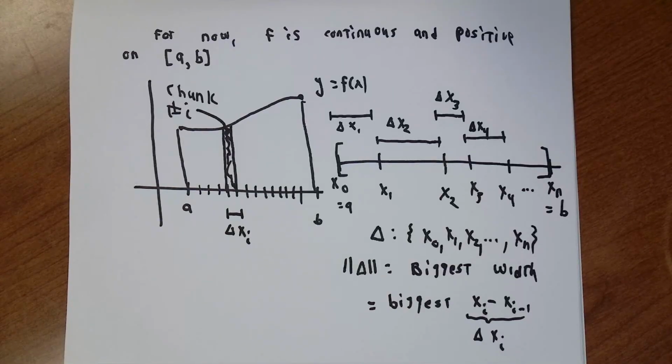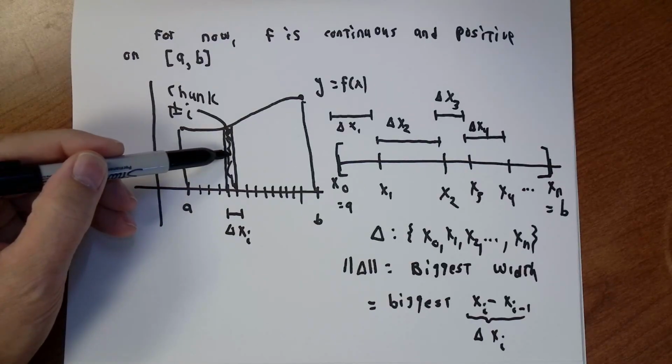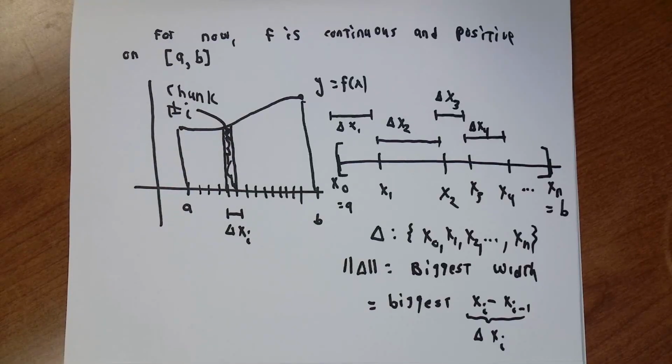Having split the range from A to B up into these smaller pieces, I'm going to think about the area associated with each one of these smaller pieces. For instance, I'm going to think about the area associated with that piece. If I can get some reasonable way of thinking about that, I will add up all such things, and I'll have an estimate for the total area under the curve.